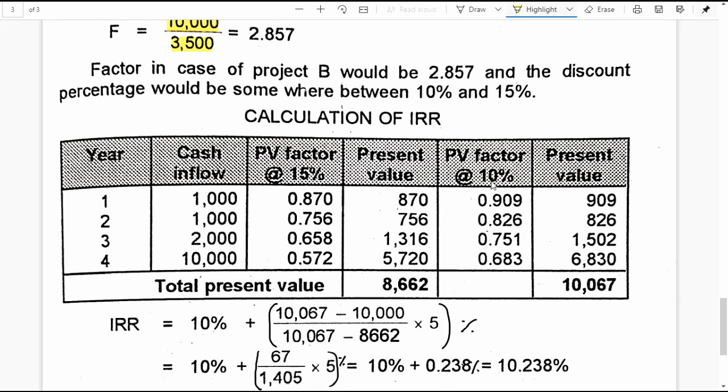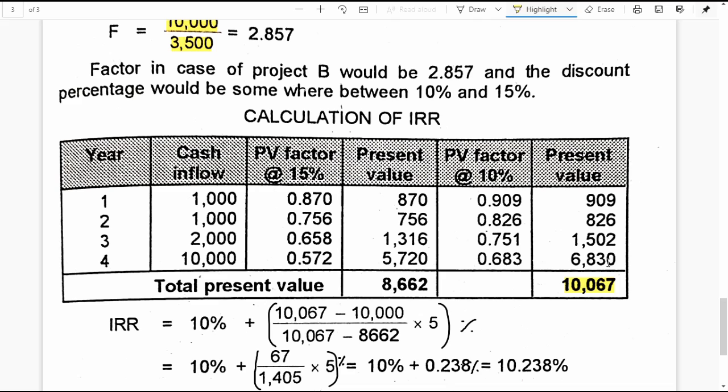When we try 10%, these present value interest factors have been picked up from PVIF table number 1 for 10%. Fine. Now let us multiply the cash inflows with respect to PVIF at 10%. You get these present values of cash inflows as per the last column. Now if you total them, it gives us the total of 10,067. So it is higher than the target value by 67 rupees. So one value is lesser than the target value and the other one is higher than the target investment value of 10,000 rupees. Now we can go for calculating IRR for project B.